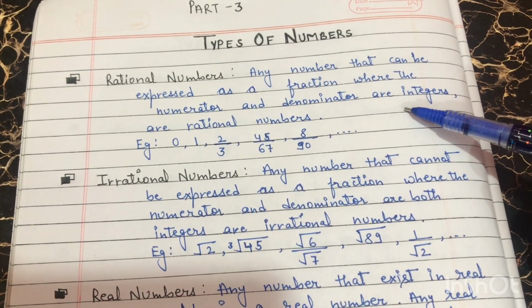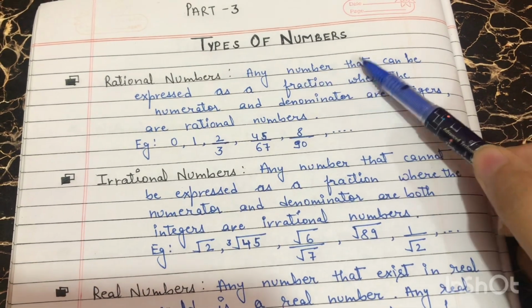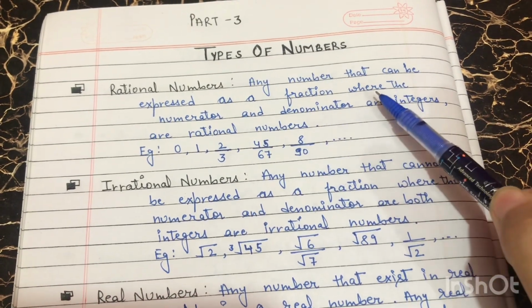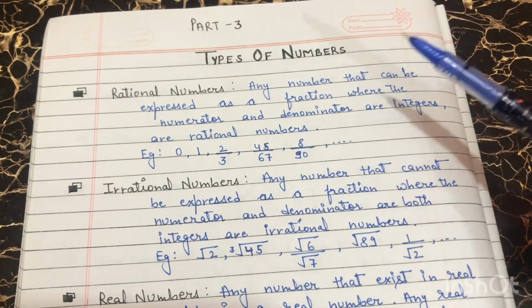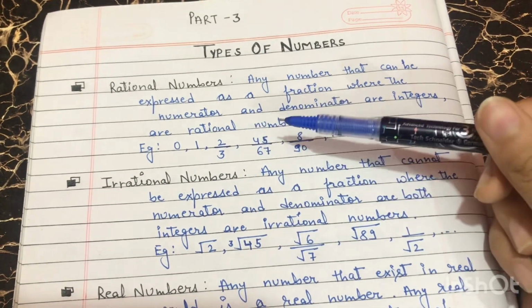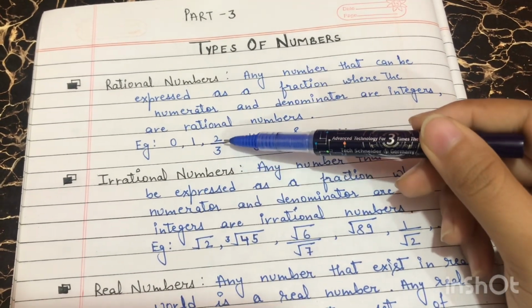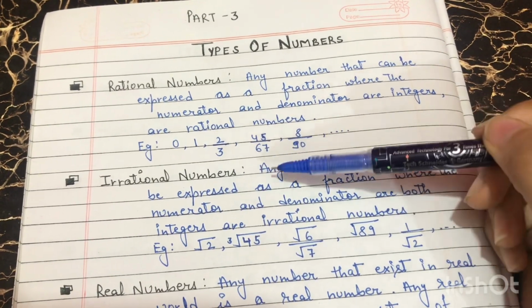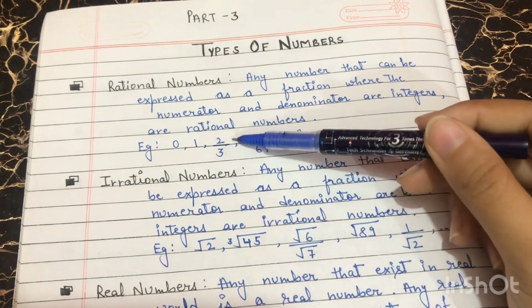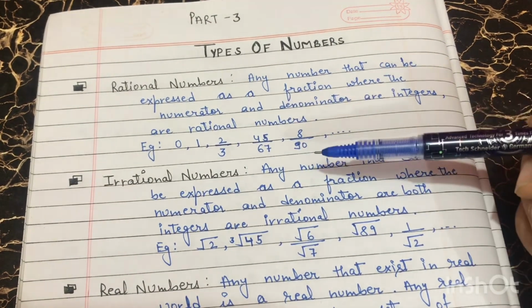So, talking about rational numbers, any number that can be expressed as a fraction where the numerator and denominator are integers. When I talk about fraction, it means simply writing something in this form, like 2 by 3. This is 2 divided by 3. Any number which can be expressed in this form is a rational number.